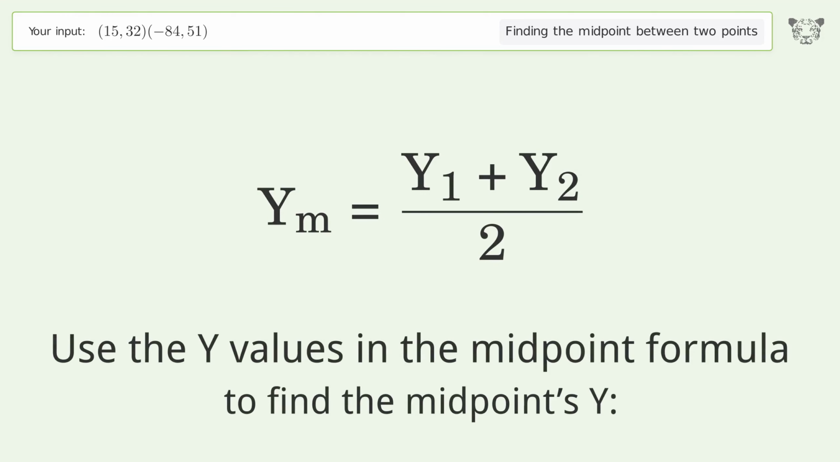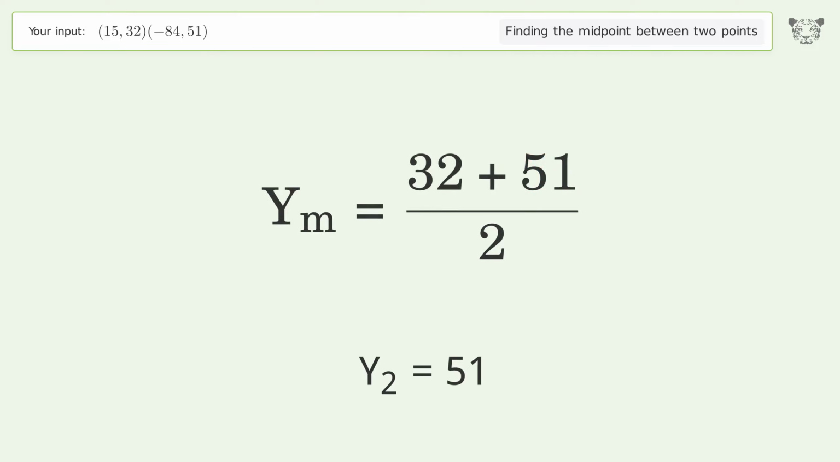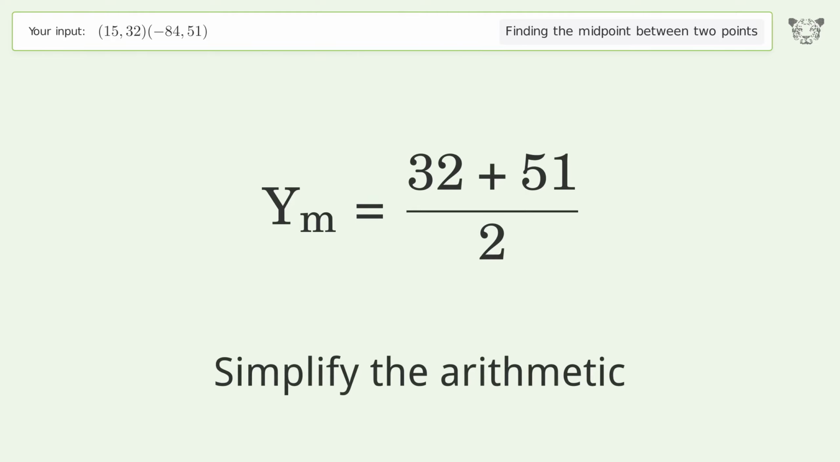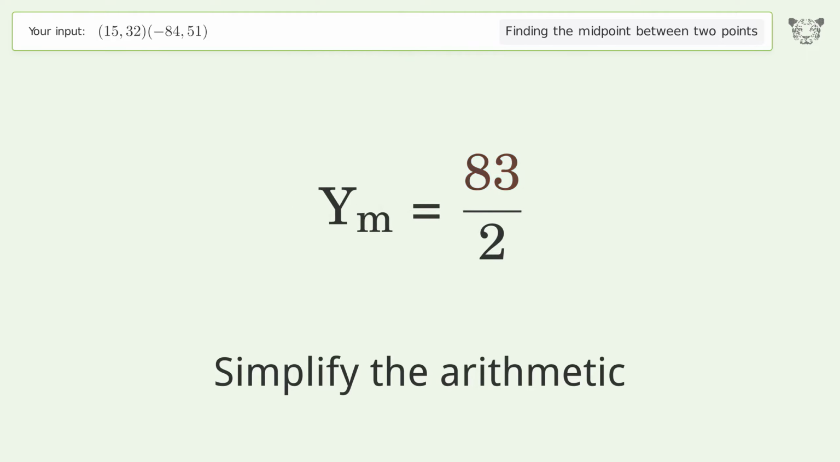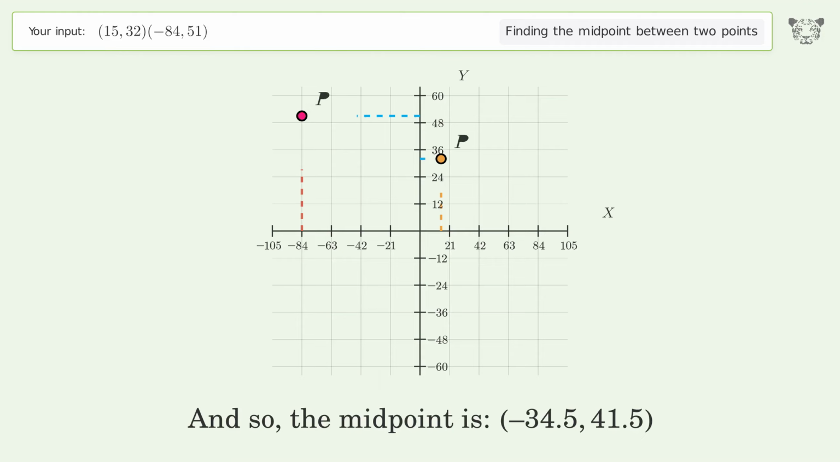Use the y values in the midpoint formula to find the midpoint's y. y1 equals 32. y2 equals 51. Simplify the arithmetic. And so, the midpoint is negative 34.5, 41.5.